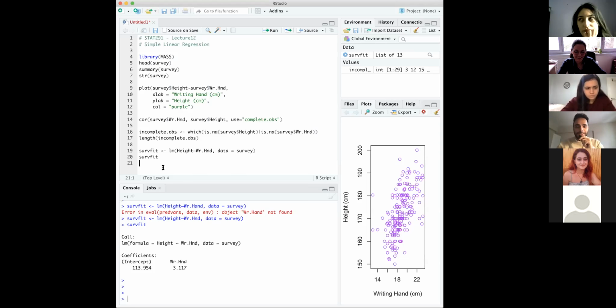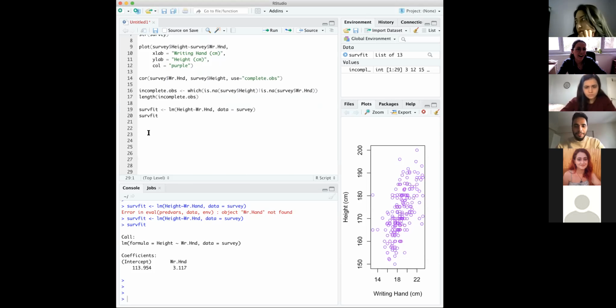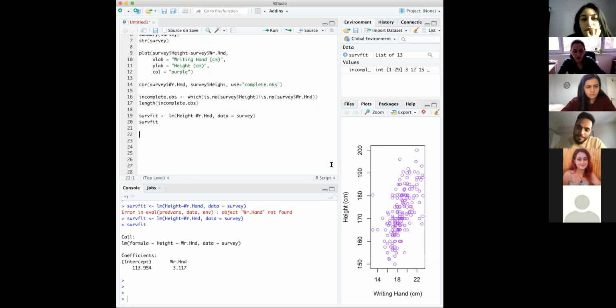There's no predictor here. Just need to wing it. So maybe you want to write your equation in here. Your y hat, let me write it this way. And your y hat equals what? What is your intercept? It's 113.954 plus 3.117 times writing hand. Yeah, this is your equation.